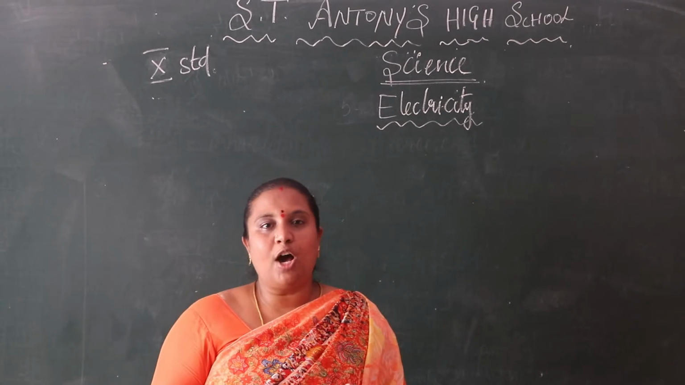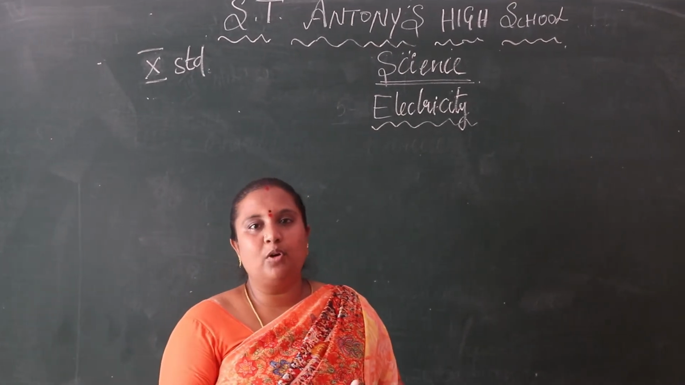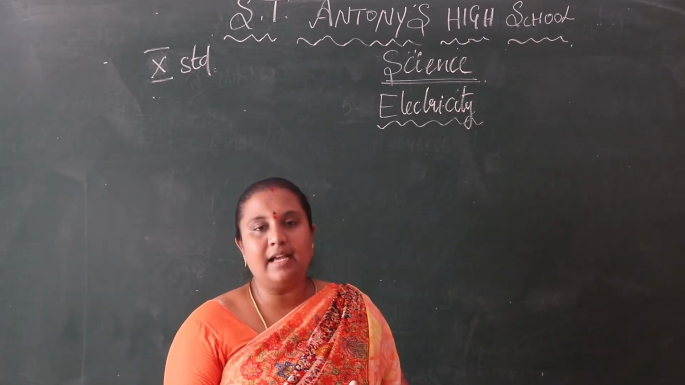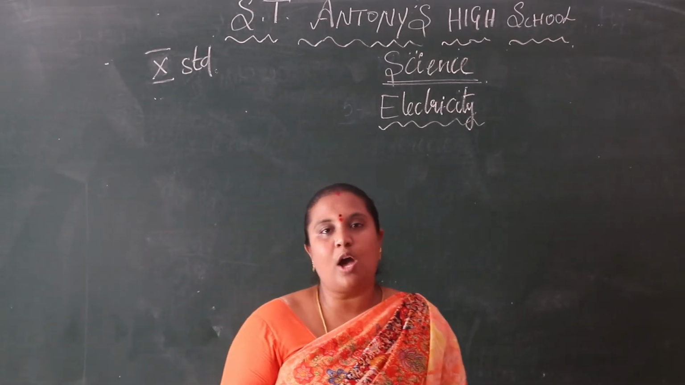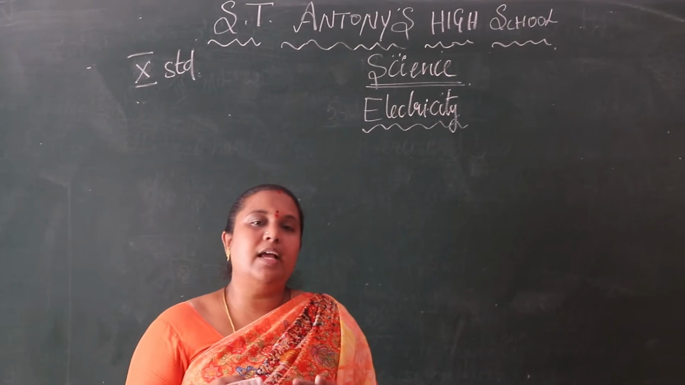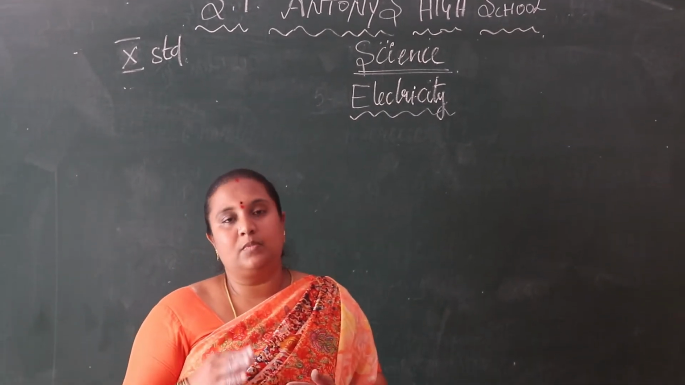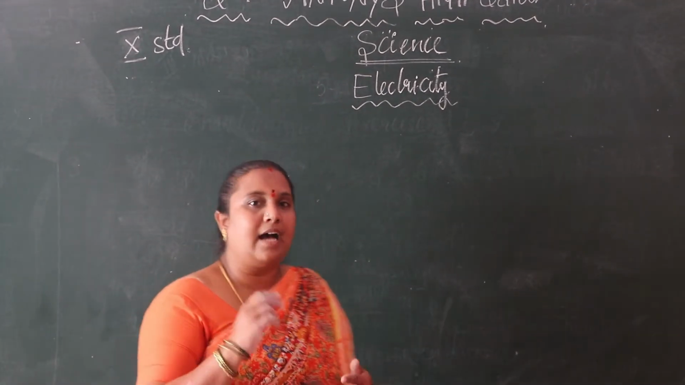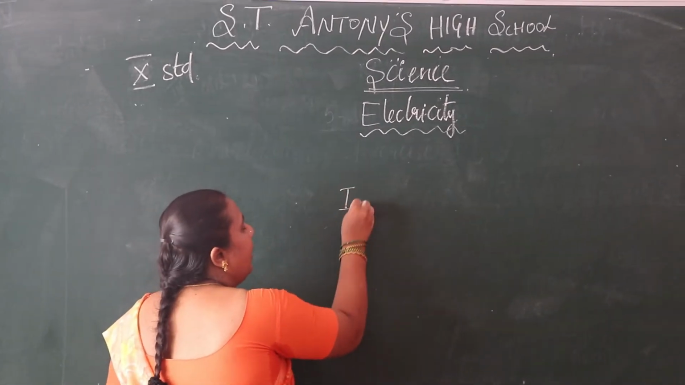What is an electric current? The flow of charge from one point to another point, that we can say is an electric current. The flow of electric charge is known as electric current. So how to measure the electric current? The symbol of electric current is I.